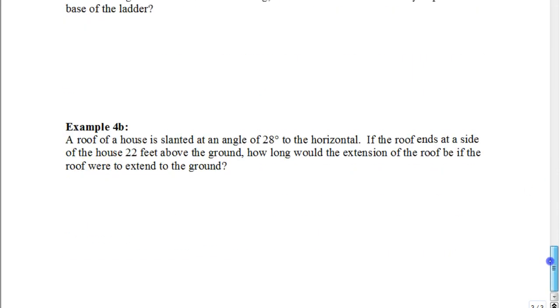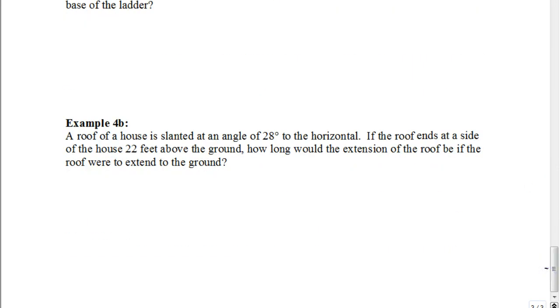Now, all of the examples we've been looking at have been situations where the numerator is our missing value. We're going to look at one more. We're going to skip 4a and go to 4b, and we're going to see what happens in a situation where our denominator is the missing value. So with this one, it says a roof of a house is slanted at an angle of 28 degrees to the horizontal. If the roof ends at a side of the house 22 feet above the ground, how long would the extension of the roof be if the roof were extended all the way to the ground?